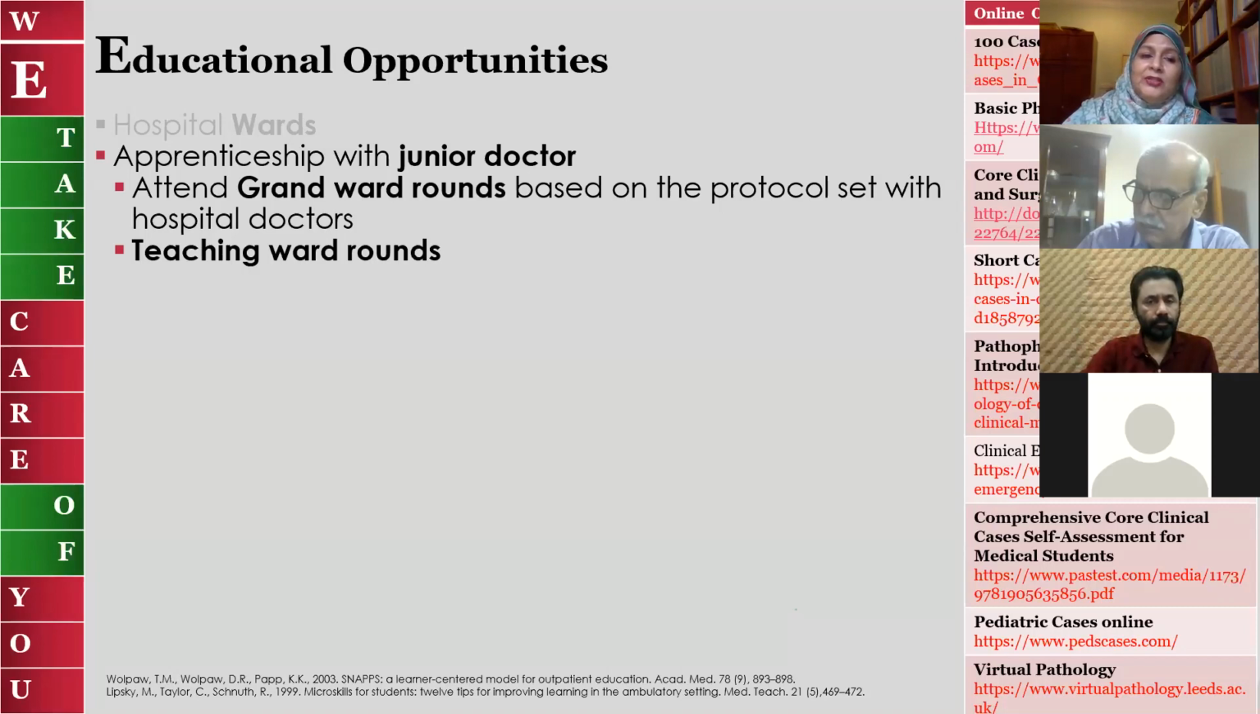Apprenticeship with the junior doctors is a very important educational opportunity, because the junior doctors are just 1 or 2 years senior to, say, the final year students. So they are more at the level of the student and they can guide the students very nicely. The students just have to have some good relationship with those doctors.